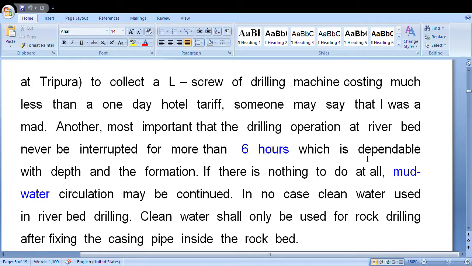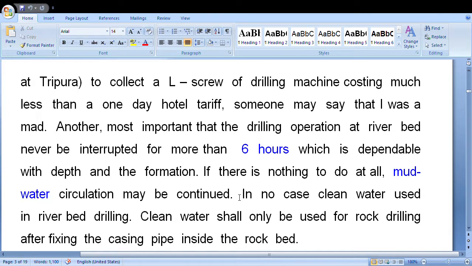So in such cases, my experience is, instead of sitting idle, the mud water circulation can be continued as and when necessary till the withdrawal of the casing pipes. And water level, both side, outside and inside, should be maintained always.